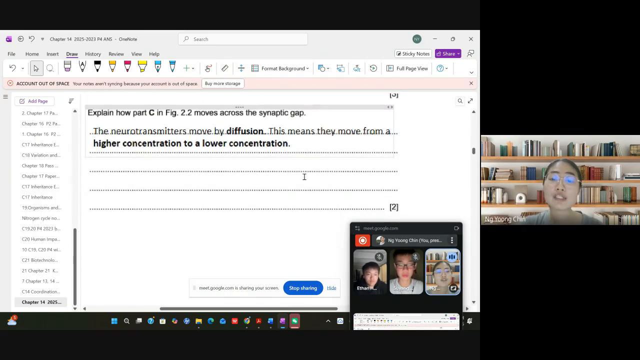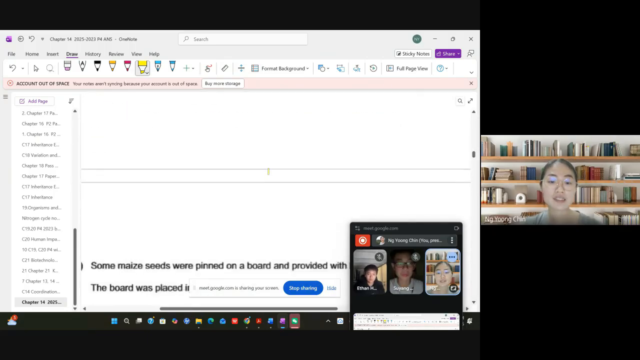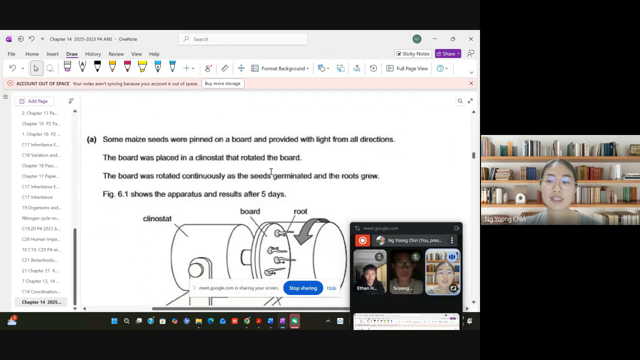2 marks. If you write diffusion, you get 1 mark already. Diffusion is a kind of passive transport, so it doesn't require ATP energy or carrier proteins. They just move from the higher concentration in the presynaptic neuron to the lower concentration in the synaptic gap. I can just write this. Remember, diffusion refers to the movement of a substance from high to low concentration. 2 marks.